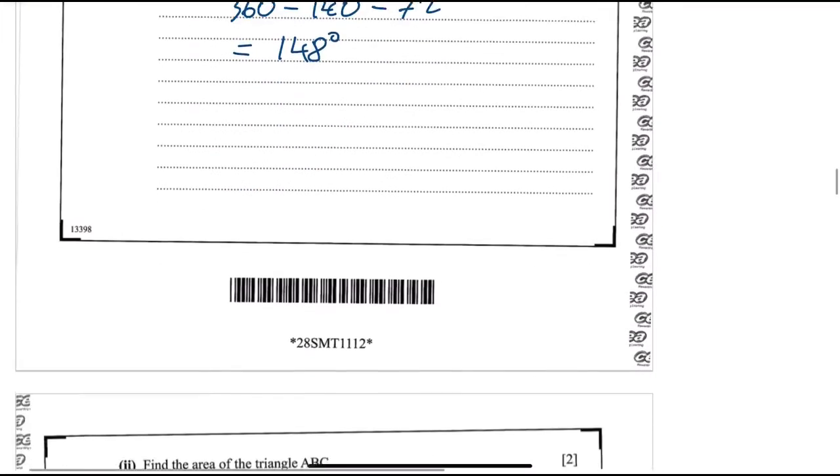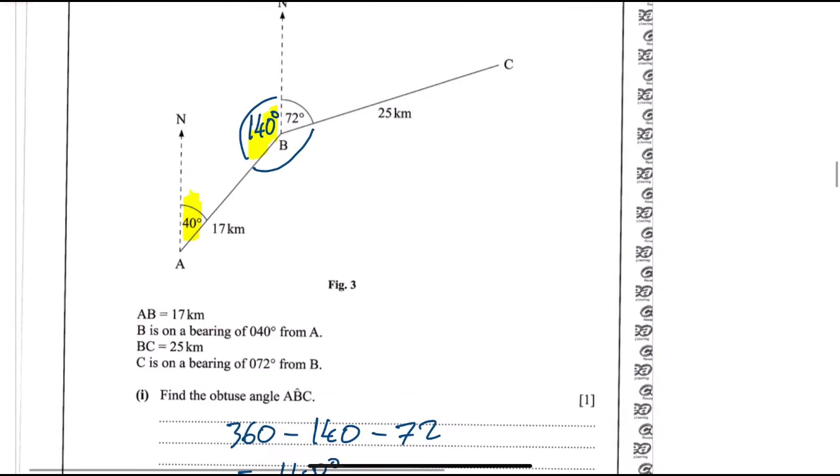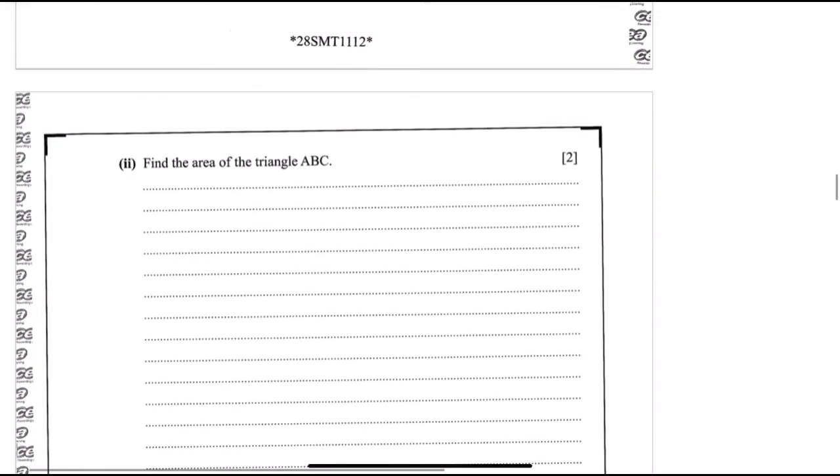Okay, the next part of the question says, find the area of the triangle ABC. So if you imagine I linked this up, and there's my triangle ABC. This side here, I know is 17. This side is 25, and they've got their included angle. So you're using the fact that the area of the triangle is a half ab sine C.